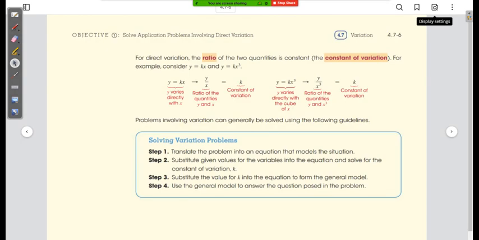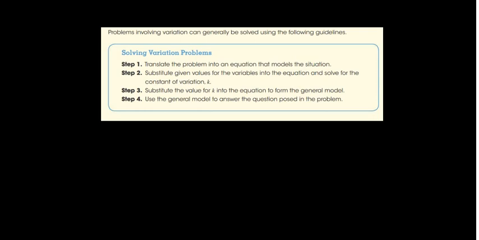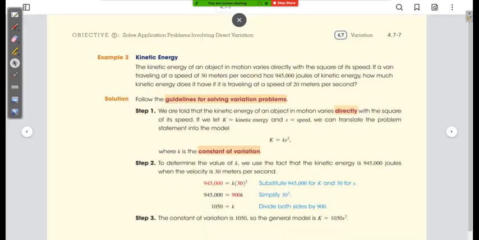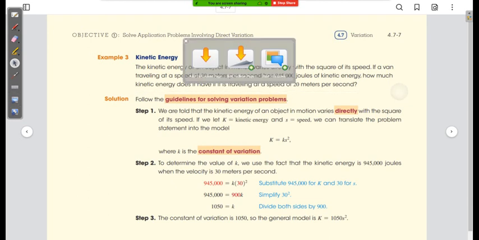Let's see. This might be useful. Yeah, good. All right, so this is a nice, actually good, tough word problem that you will feel very accomplished for doing whenever you complete it. Okay. All right, so starting out, this reads, the kinetic energy of an object in motion varies directly with the square of its speed.